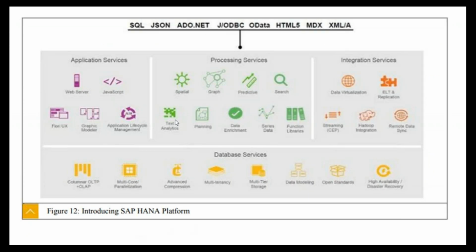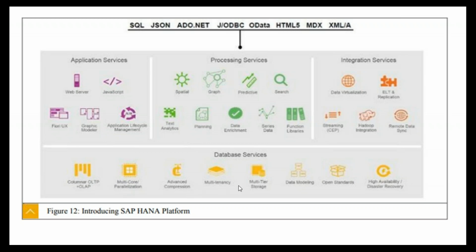Introducing the SAP HANA platform, we have application services, processing services, integration services, and database services. In the database services, the advantages we have are columnar storage, OLTP and OLAP processing, and multi-core parallelization. What is multi-core? What is parallelization? We'll discuss, guys, what multi-core parallelization is. What is OLTP and what is OLAP, we will also discuss.